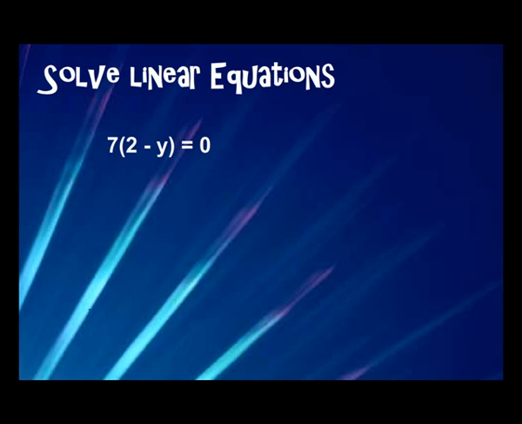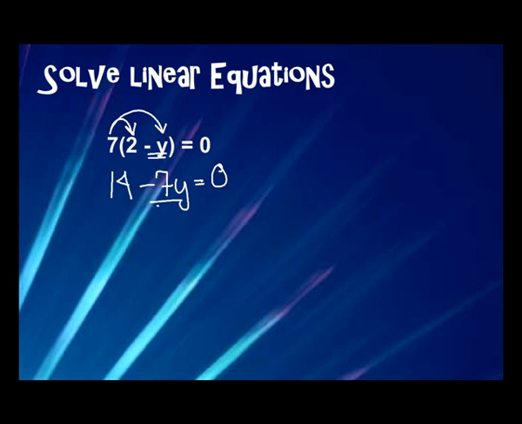Let's solve this equation. Well, anytime I have a number next to a parentheses, I know I'm going to multiply. So I'm actually going to use the distributive property and multiply 7 times everything in the parentheses. So 7 times 2 is 14. 7 times a negative y is negative 7y equals 0.